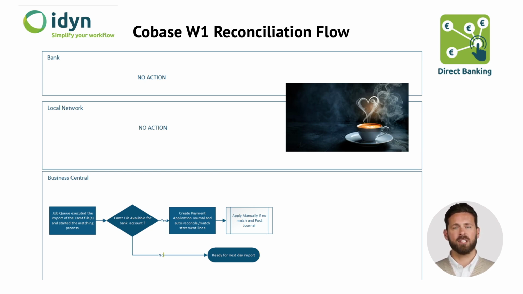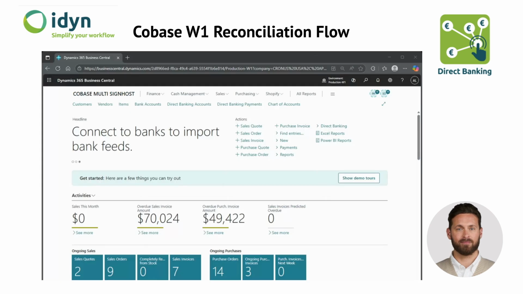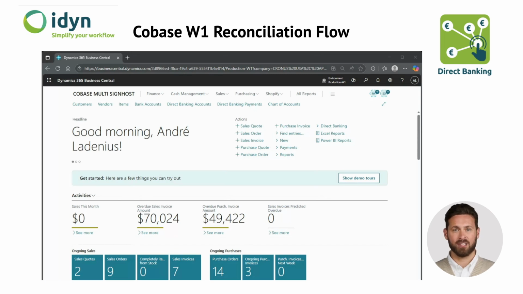So we start the process in the morning with Step 1, power up your workstation and Business Central. Step 2, open the payment application journal and start checking the new imported and matched statement lines. In this last step of the video, we complete the flow with the reconciliation steps.